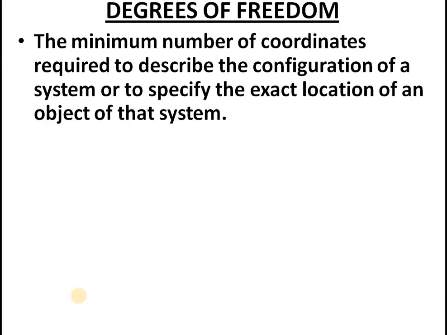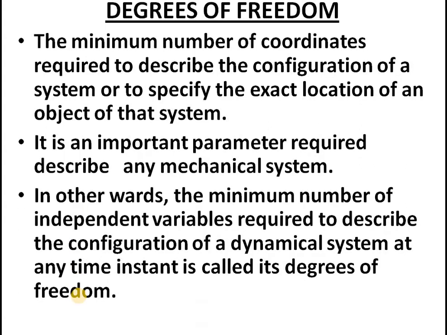So we once again say that degrees of freedom is the minimum number of coordinates required to describe the configuration of a system, or to specify the exact location of the objects of the system. And it is important in describing a mechanical system, which we will see in due course of time. We have already discussed this minimum number of independent variables. These are different definitions given by different authors. You can take any definition provided that it conveys the meaning.